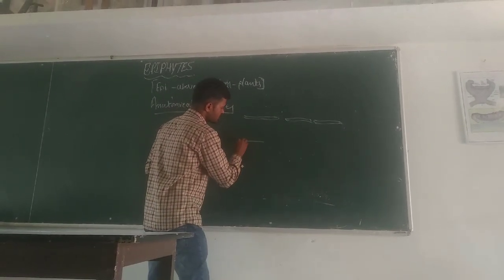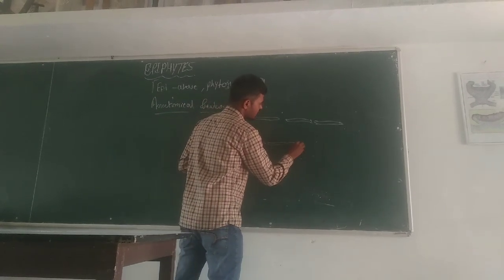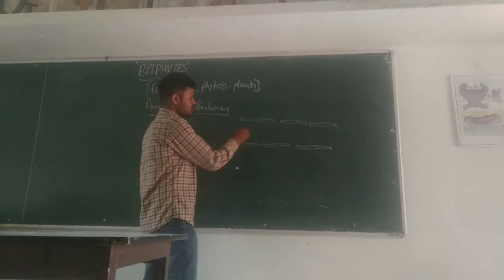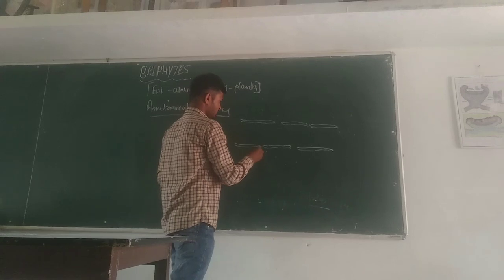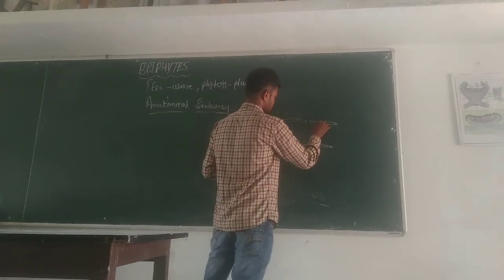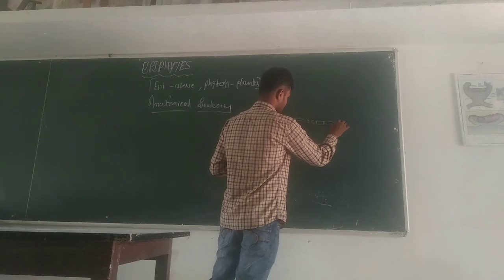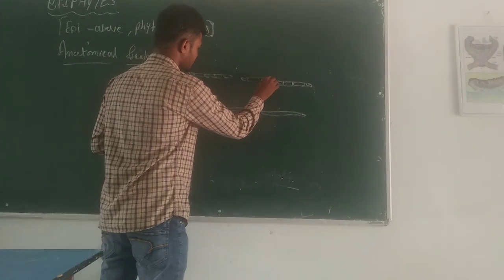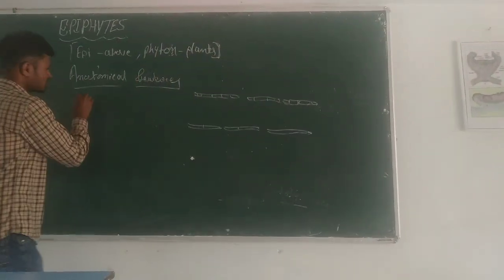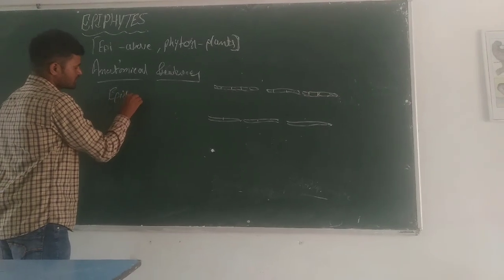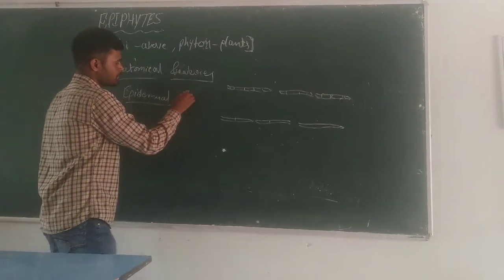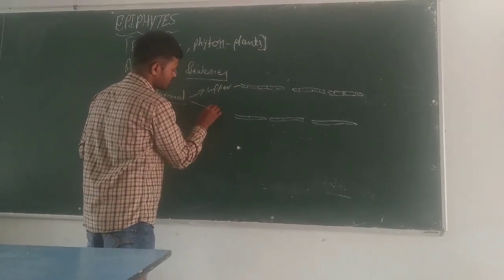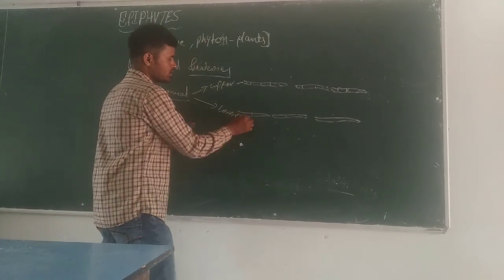Adaxial is upper epidermis, abaxial is lower epidermis. Okay, it is the isodiametrical leaves. In isodiametrical leaves, the two epidermal cells are similar, and it is a single layer. These are completely single layer epidermal cells. One is upper epidermis, and next, another one, lower epidermis.